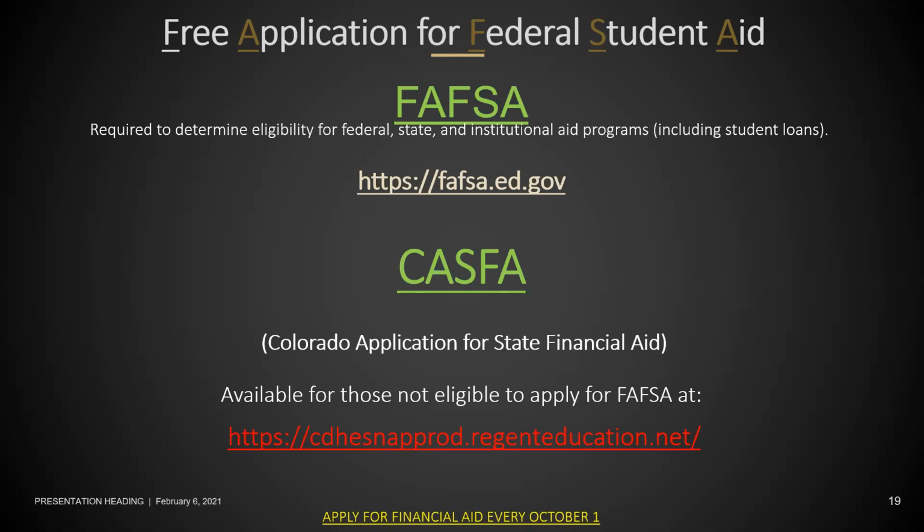So if you're eligible for the FAFSA, meaning that you're a U.S. citizen or permanent resident, then you would want to make sure that you complete the FAFSA, the Federal Student Aid application. Otherwise, you would complete the CASFA so that you can be considered for state and institutional funding. And this is a process that you would do every October 1st for the next academic year.